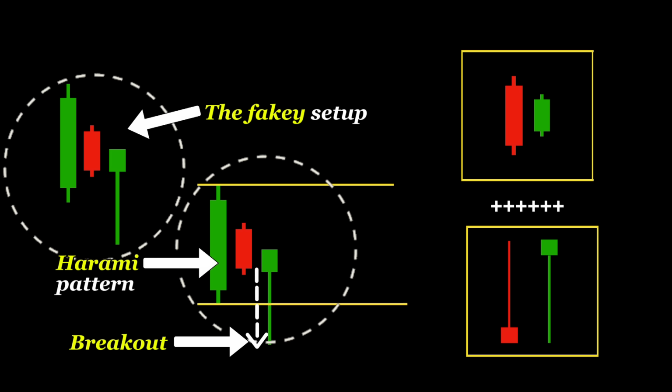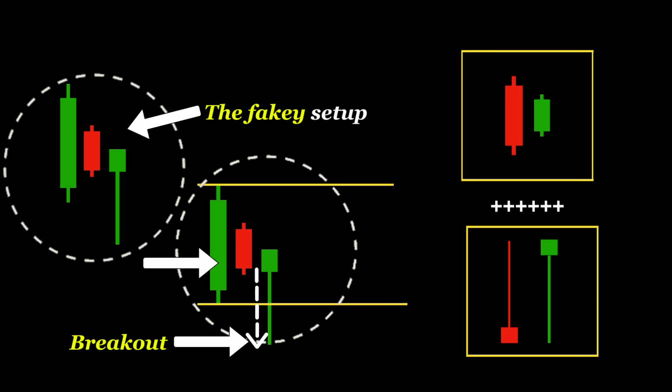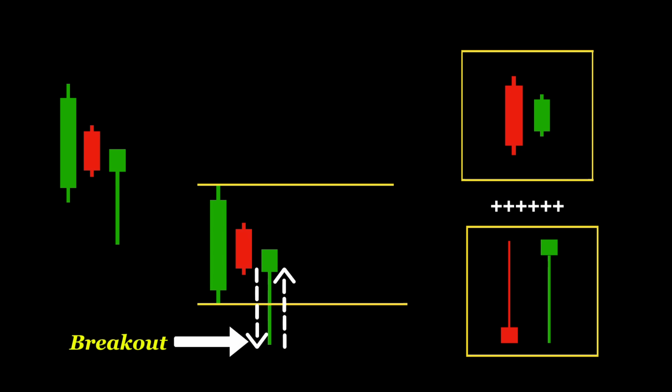For example, imagine the market breaks below the harami range. At first, it looks like a continuation to the downside. You might even say, Chris from Pro Trading School told us that if the market breaks below the harami range, sellers are taking control. But then something unexpected happens. Before the candle closes, the price moves back up and closes inside the harami range again. This is what we call a false breakout.